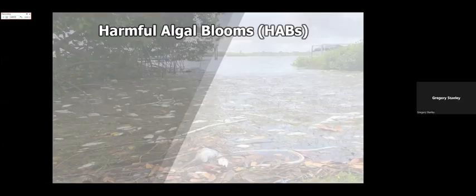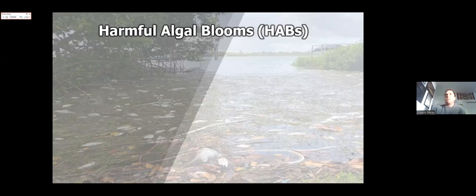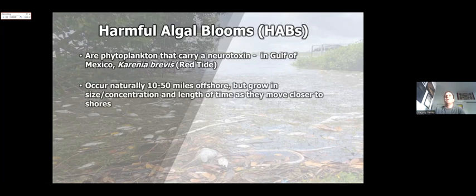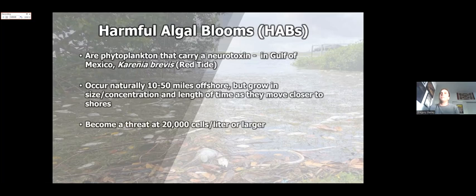So to start off, I'll go over the basics of a harmful algal bloom, also known as an HAB. It's essentially a type of phytoplankton that carries a neurotoxin that has adverse health and hazardous effects if you come in contact with it. The most common one found in the Gulf of Mexico is Karenia brevis, which is responsible for creating red tides. These occur naturally 10 to 50 miles offshore, but grow in concentration, size, and length of time as they move closer to shore. They become a threat at 20,000 cells per liter or larger.